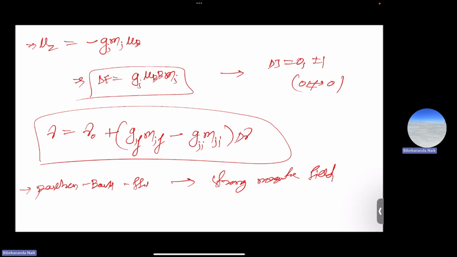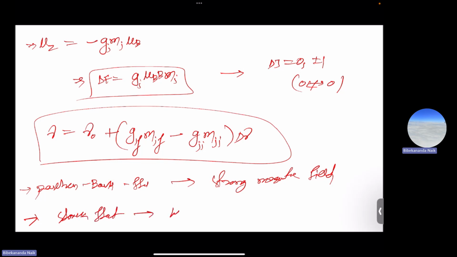Suppose there are 3 values of ML and 2 values of MS, so there will be 3 into 2, 6 combinations, so there will be splitting into 6 levels. So there will be other spectral lines that were present in the anomalous Zeeman effect. Then another one is called the Stark effect.